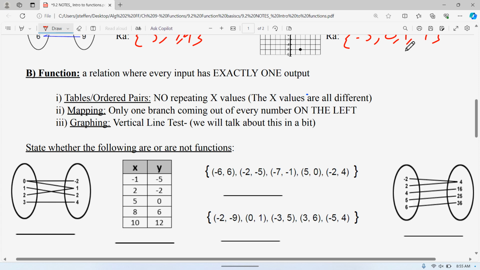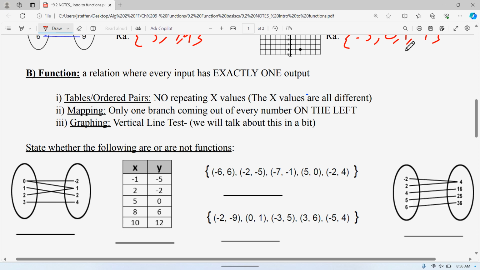So for the 4 things we're looking at, I made a quick list to show you what to look for. If you're dealing with tables or ordered pairs, look at your x's. If there are any repeating x values, then it's not a function. It doesn't matter if the y's repeat. You can have the same y value every single time, so you can have ordered pairs like (1, 10), (2, 10), (3, 10), (4, 10). You can have as many 10s as you want. It doesn't matter what the y's do, just the x's. If any x happens twice or more, it's not a function.